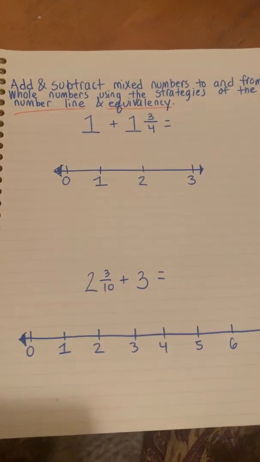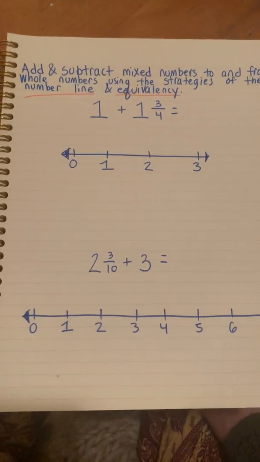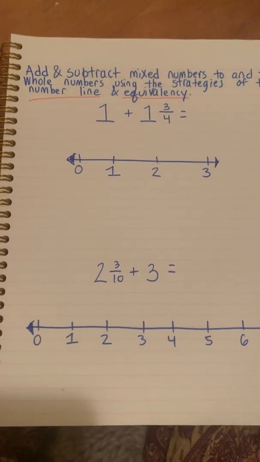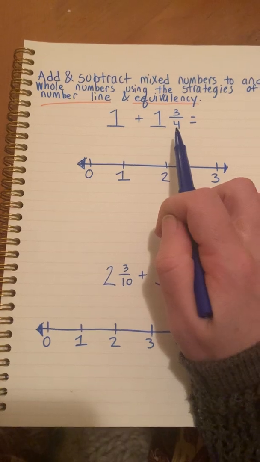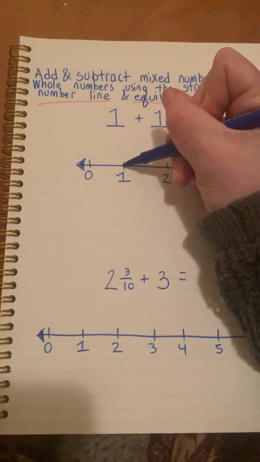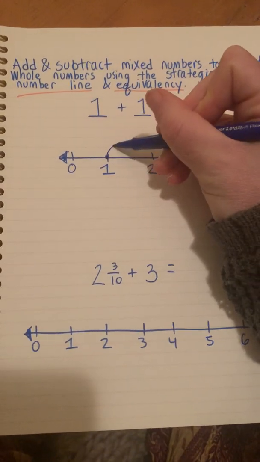So I added a few more examples than regular because there's a lot of newness today, but I think we'll work together to get it. So I first want to add 1 plus 1 3/4. I'm going to put that down on my number line. I'm going to start with the 1, and then I'm going to make a jump of 1 whole.